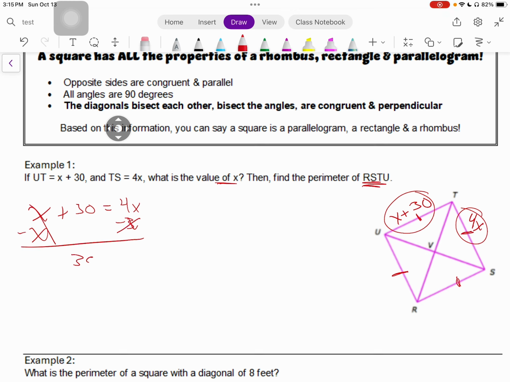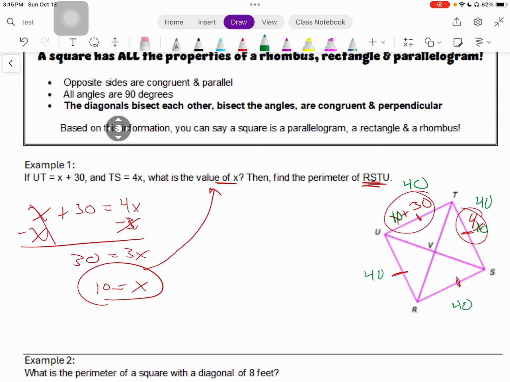Minus x, 30 equals 3x, x equals 10. So that's the first part, the value of x. And then the perimeter. Again, we talked about the perimeter in the last video. If this is 4x, first we need to plug in 10 to find the length of these sides. They all happen to be 40. And the perimeter is, if we put all 4 of these together, we're going to add up 40 plus 40 plus 40 plus 40. Or since they're all the same, we can multiply by 4, but we're going to get 160. That would be the perimeter.